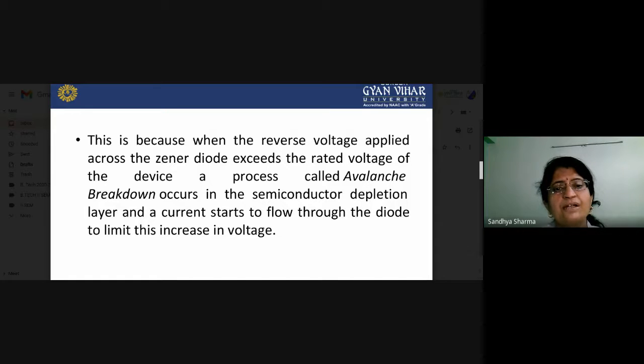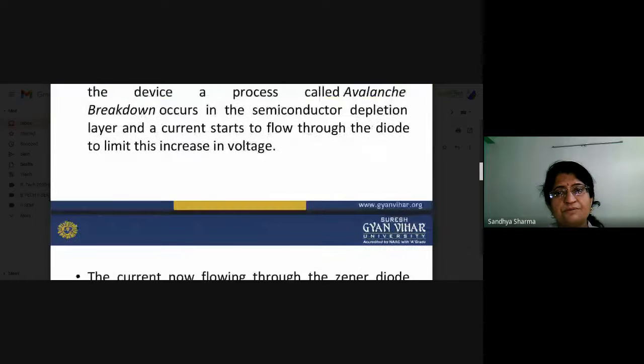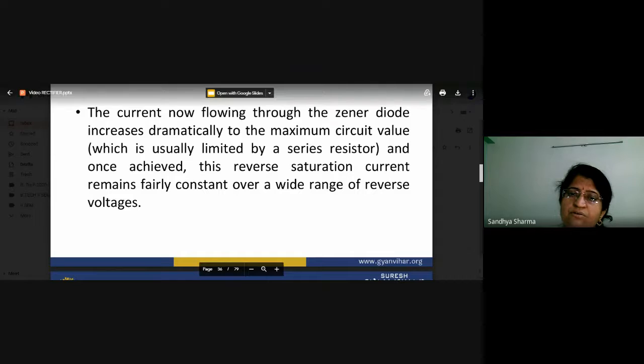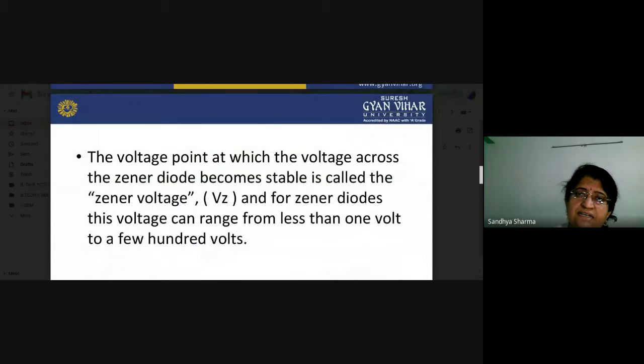the device enters avalanche breakdown, and at that time current starts to flow through the diode. Your current rises extremely without any change in input, meaning at constant voltage the value of current increases very much. This is the basic reason it is suitable for a voltage stabilizer. The current through the Zener diode increases dramatically to a maximum value, and once achieved, this reverse saturation current remains constant.